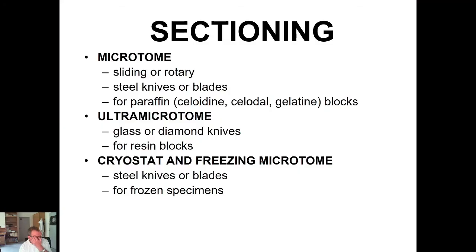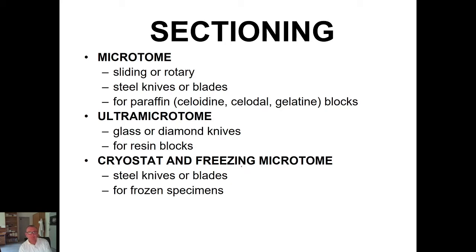The next step, when we have a block, either paraffin or celloidin or resin, is sectioning. Sectioning is universal for light and electron transmission microscopy. We need, in all these techniques, thin sections.